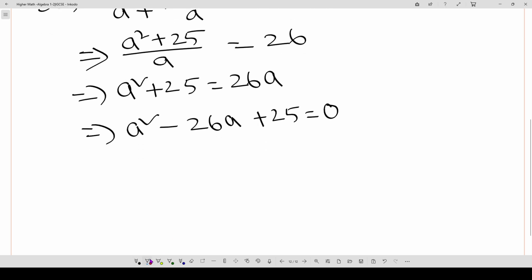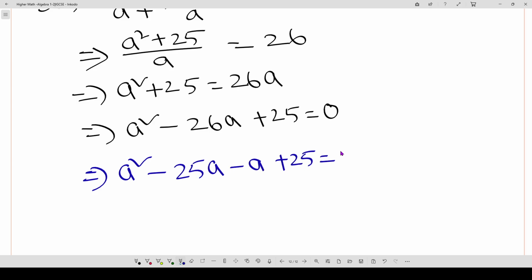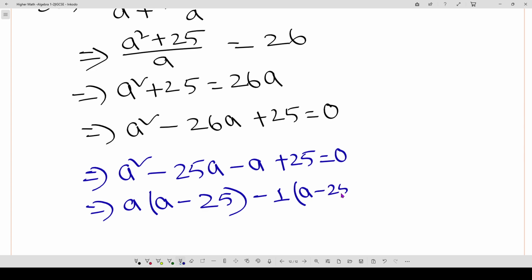25 can be written as 25 times 1. It means 26. How? Look. Here is a square minus 25a minus a plus 25 equals 0. Now we can take common a. So here is a minus 25. Then minus 1 we can take common. So here is a minus 25 equals 0.